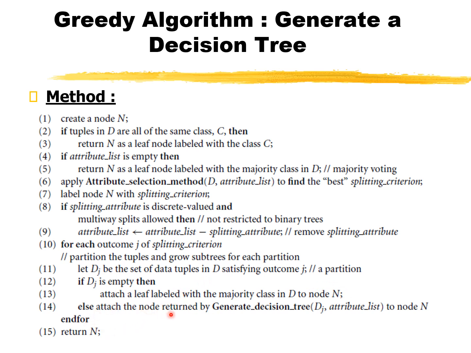Else, attach the node returned by generate decision tree for DJ and attribute list to node N, which means that if DJ is not empty, then we will be calling the same function again, which is generate decision tree, and in this case we will give it DJ, which is the partition that we identified, along with its attribute list to node N. So we will be starting again from the beginning of this function, and then end for, and eventually we'll return N, which is the decision tree.